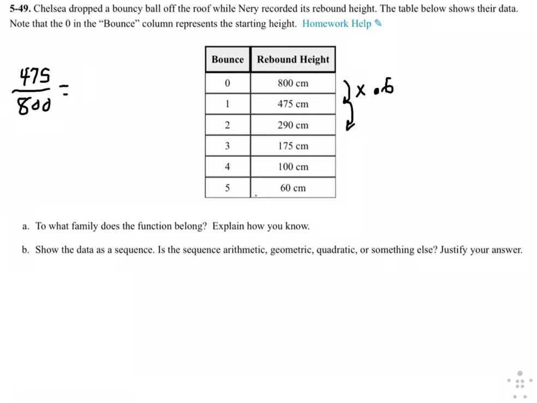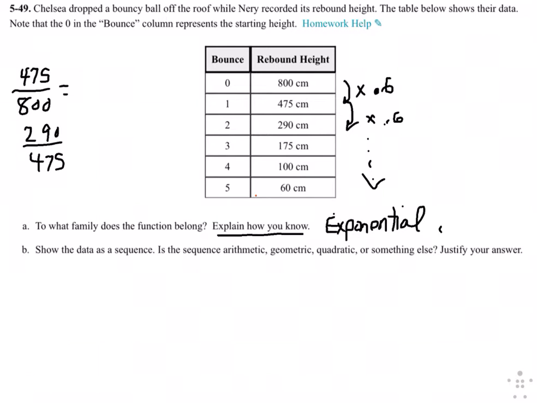And then this one, 290 divided by 475, is about 0.6, right? These are approximates, and we could see that this happens all the way. And so, explain how you know. We could say that the multiplier is constant, it is 0.6. We're multiplying to get to the next one, so it is exponential. Exponential decay, to be specific. It's not growing. It's not exponential growth.